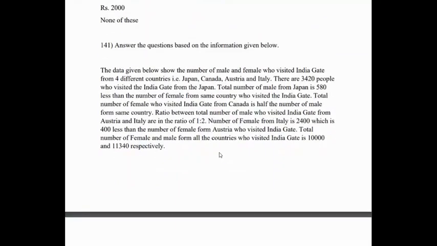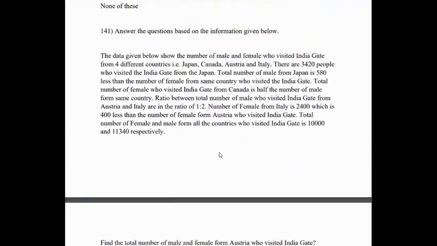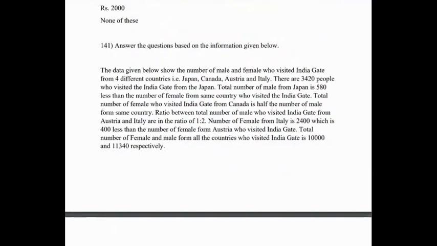Okay, now there is a passage based question in aptitude itself, not in reasoning. So you can see, the data given below show the number of male and female who visited the India Gate. So this is nothing but the DI itself, but in this form. They are given in passage form. Based on that you need to answer. So the total details of all the things, the number of footfall in the ratio, has been given. So based on this, you need to derive the information that is needed to answer the question.